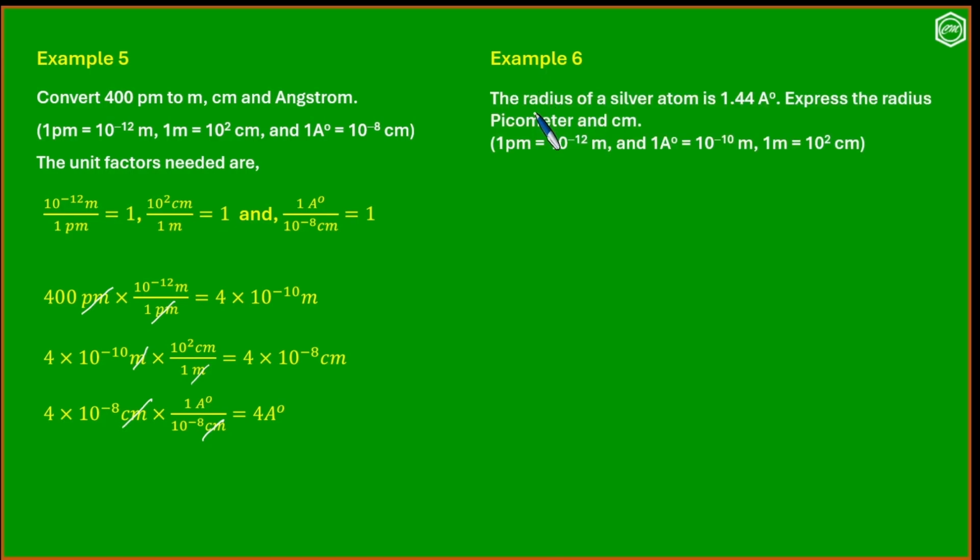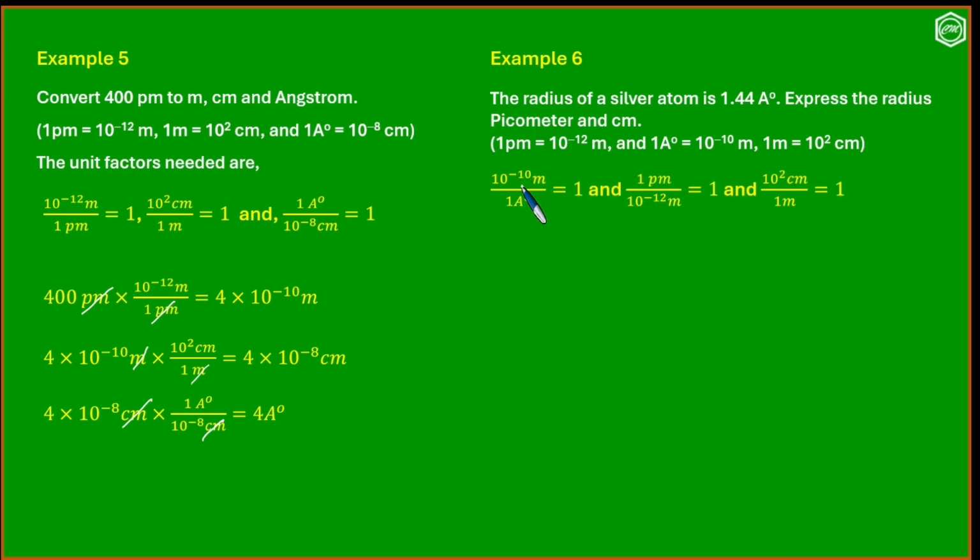Example 6. The radius of silver atom is 1.44 angstrom. Express the radius in picometer and centimeter. So the relations are 1 picometer is 10 raised to minus 12 meter. 1 angstrom is equal to 10 raised to minus 10 meter. In centimeter, it is 10 raised to minus 8. 1 meter is equal to 10 raised to 2 centimeter.